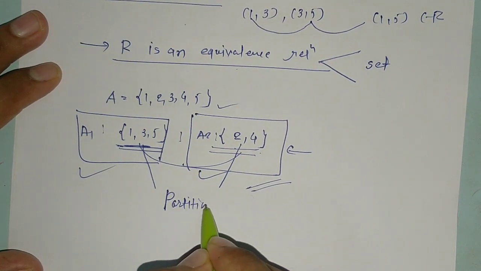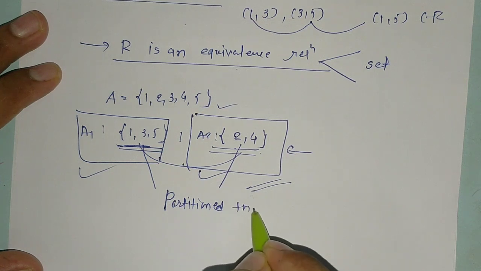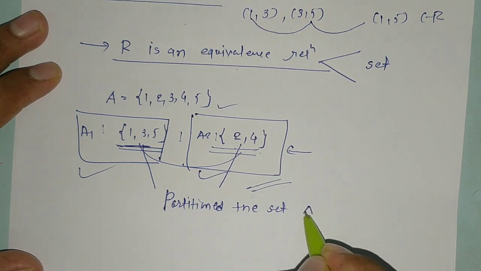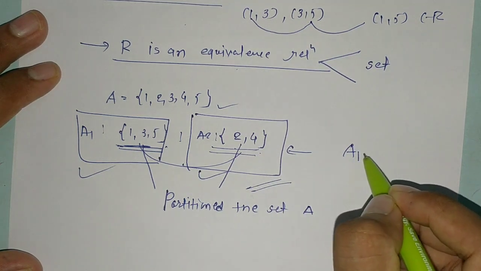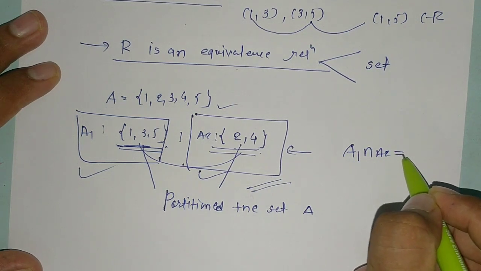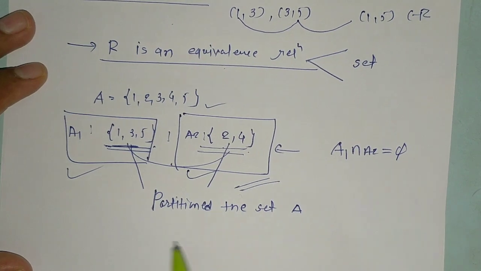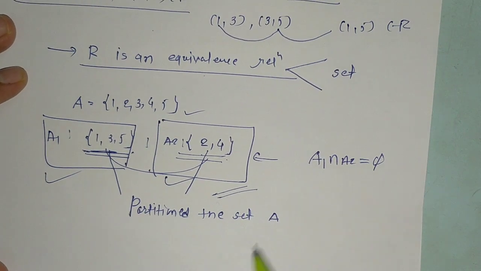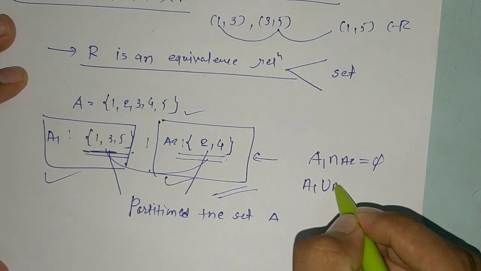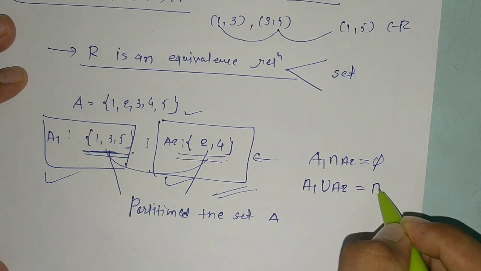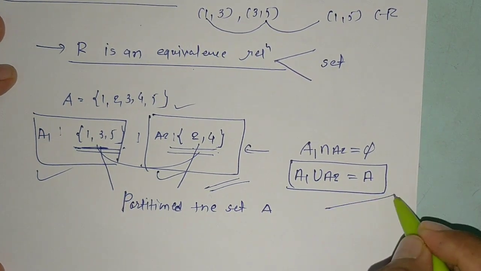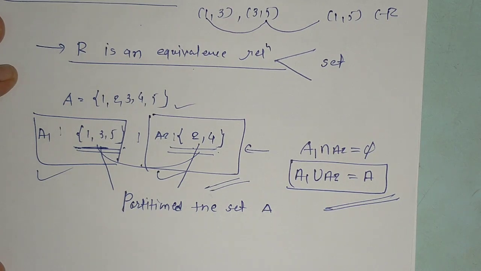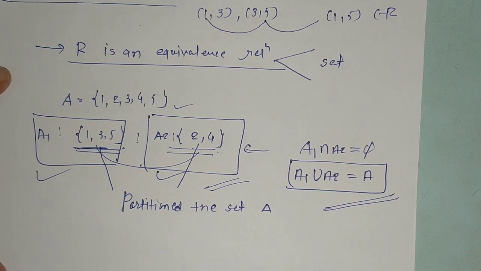So these two sets partition the set A, and these two are disjoint. One can observe A1 intersection A2 is phi. And as they are a partition and disjoint, if you take their union, you will get the set A again. This is the idea of the partition of the set. I think you are clear with the partition of the set. Okay, thank you.